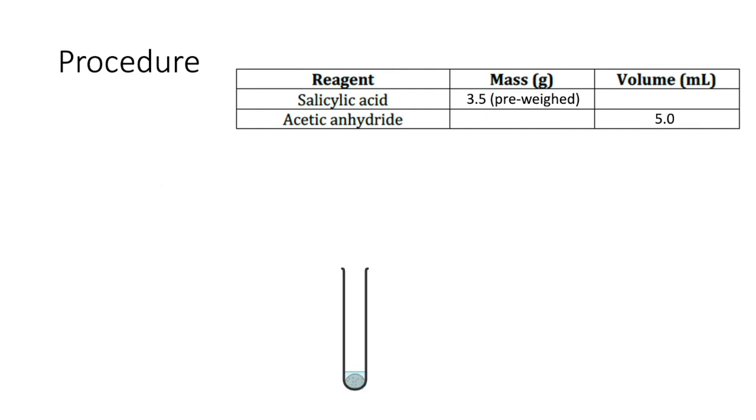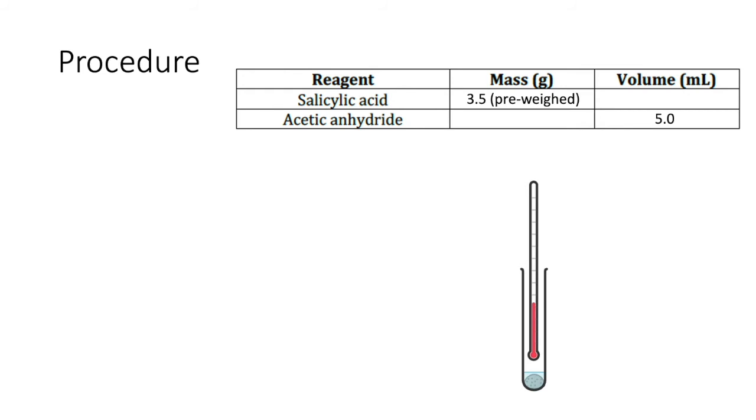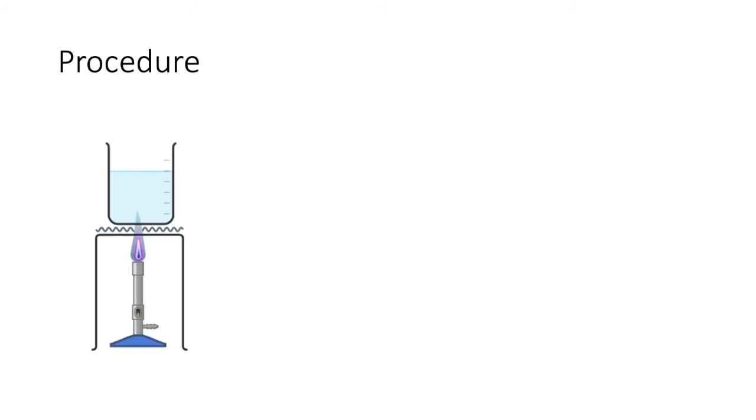Once you've added the acetic anhydride, you'll have a test tube containing both salicylic acid and acetic anhydride. To this mixture, you need to add 3 drops of concentrated sulfuric acid catalyst, and you can do that using a dropper bottle. You'll then need to mix the reactants thoroughly with a thermometer. Once you've finished the mixing step, you can move on to accelerating the reaction, and we'll accelerate it using heat. So you need to set up a hot water bath by placing a piece of wire mesh onto a tripod and setting that up over a Bunsen burner.